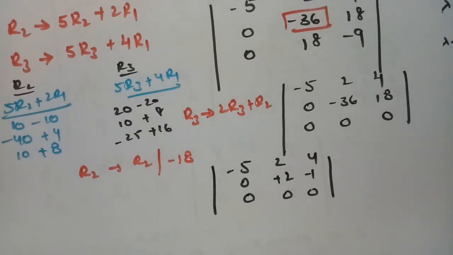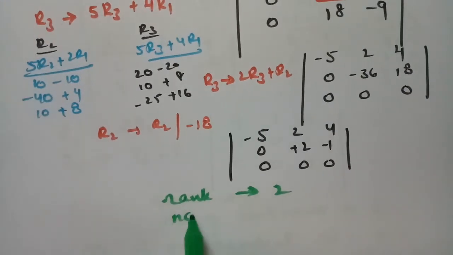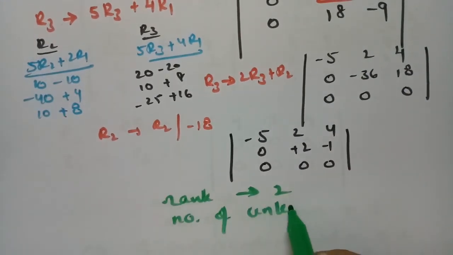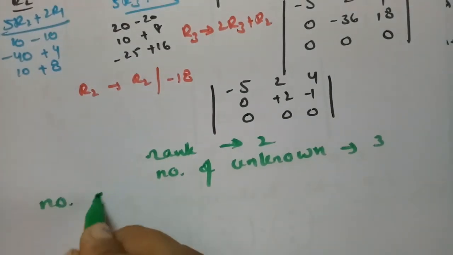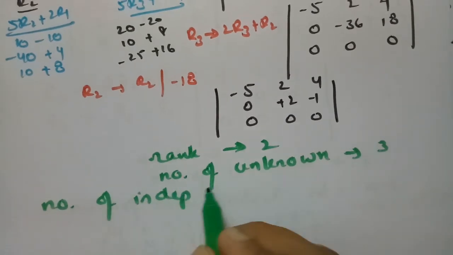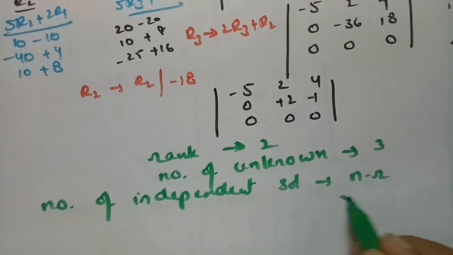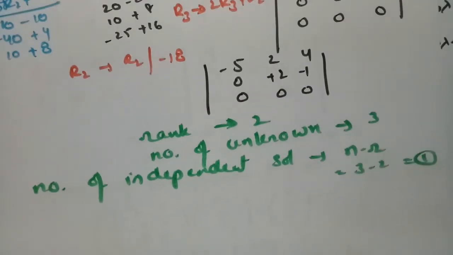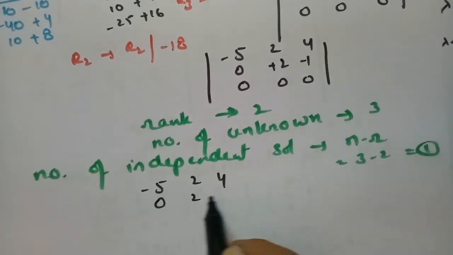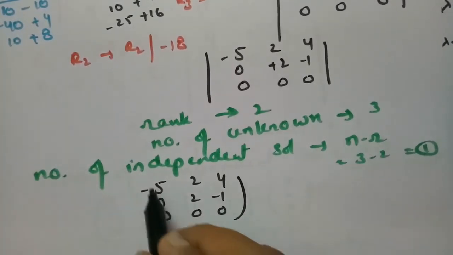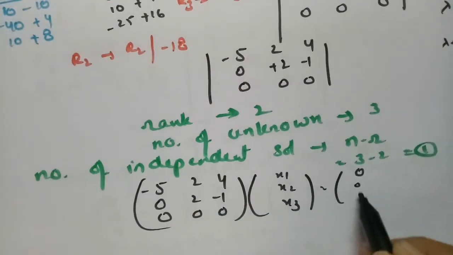If you observe this, the rank of the matrix A is 2, and the number of unknowns x1, x2 and x3 is 3 values. Therefore, the number of independent solutions is n minus r, 3 minus 2, that is one solution we can choose by our choice. So this is minus 5, 2, 4; 0, 2, minus 1; 0, 0, 0, into x1, x2 and x3, equal to 0, 0, 0.